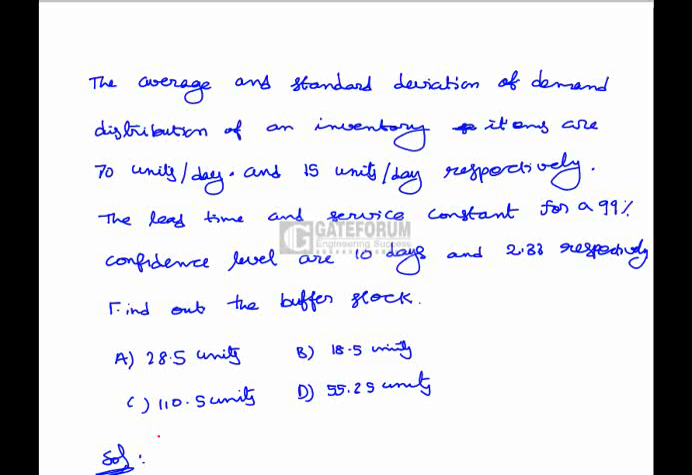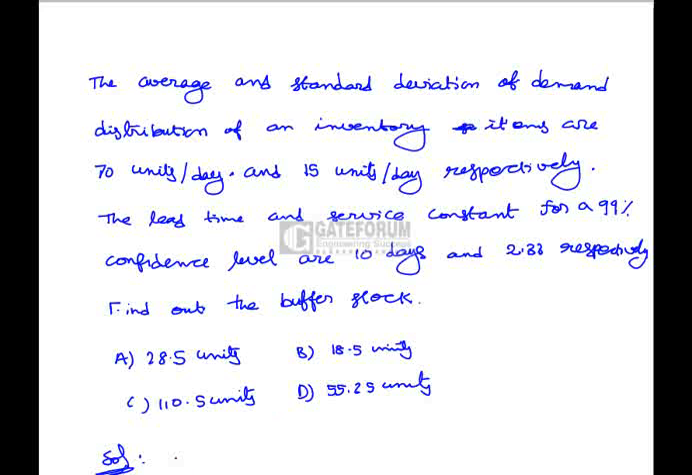The mean and standard deviation of demand distribution of an inventory item are 70 units per day and 15 units per day. The lead time and service constant for a 99% confidence level are 10 days and 2.33 respectively. Find out the buffer stock. Here the options are 28.5 units, 18.5 units, 110.5 units, and 55.25 units.